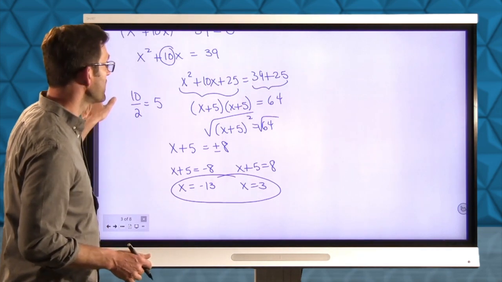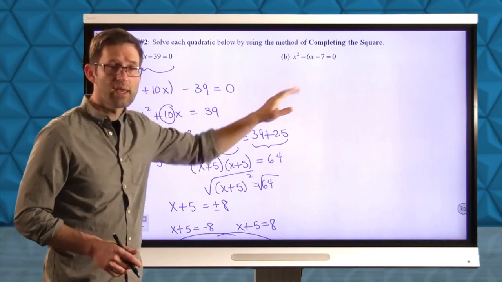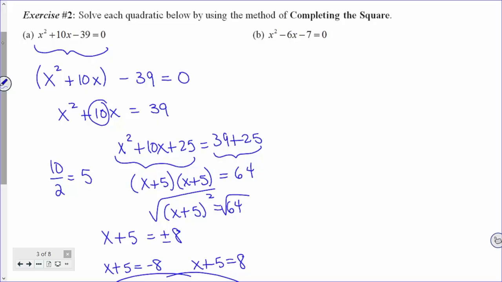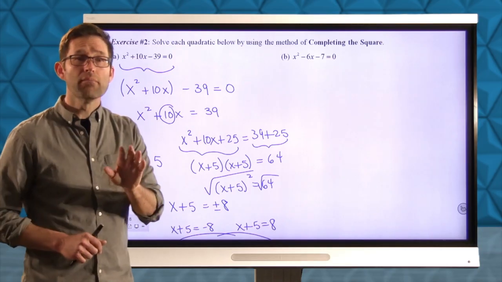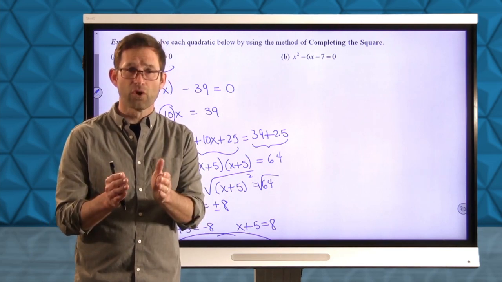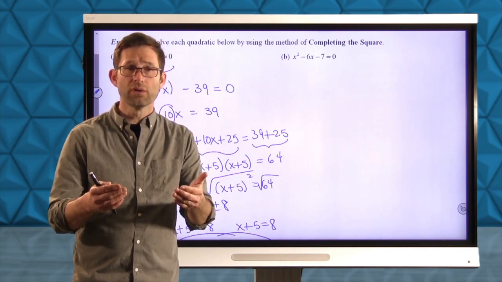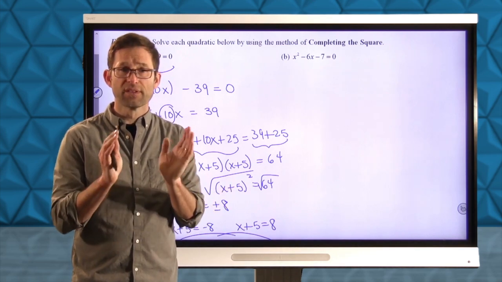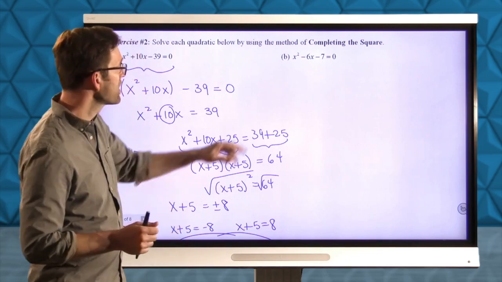And in fact, I'd like you to try to do the same in letter B. And then we'll review that. All right, let's go through it. Again, mostly what I need you to know is that whole idea of taking half of the b term, half of the linear coefficient, squaring it and adding it on, and then factoring to get this binomial squared. So let's take a look at that.